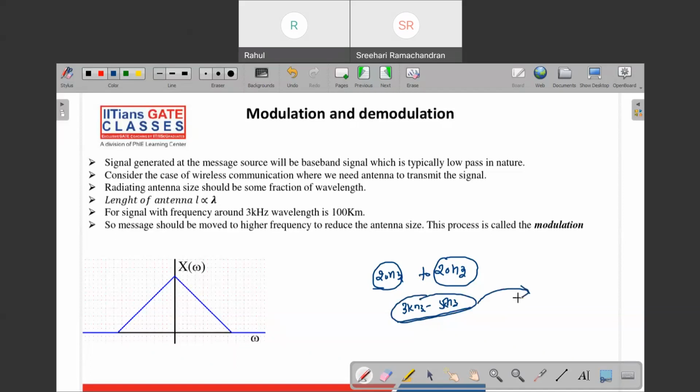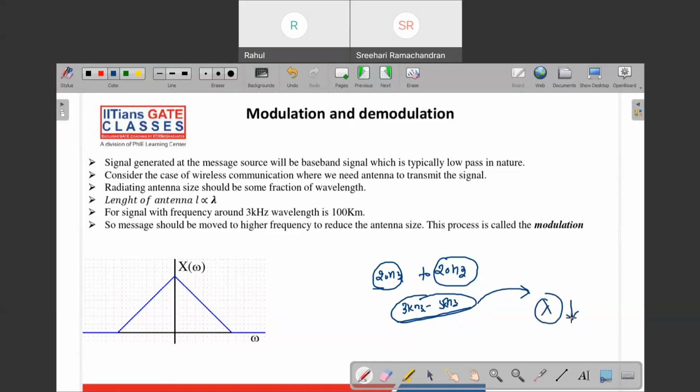So the high frequency can be some hundreds of megahertz, or it can be in the order of gigahertz also. So either it will be something like 100 megahertz, or it can be in the order of some tens of gigahertz. Okay. So once we up convert this signal in the frequency domain, the lambda that we have for this modulated signal will go down.